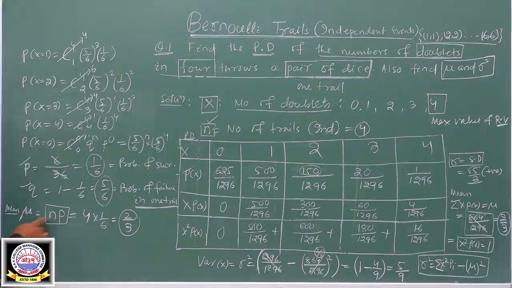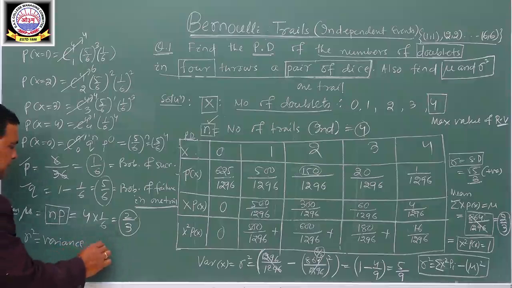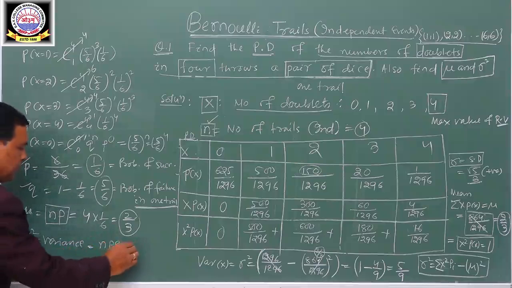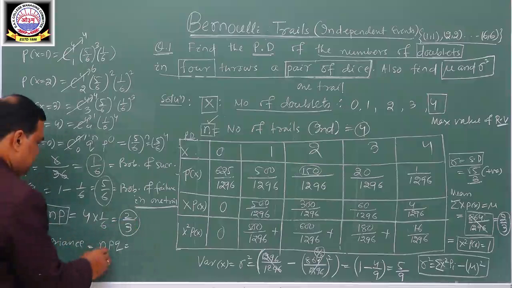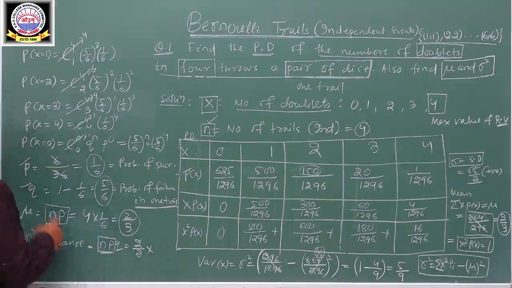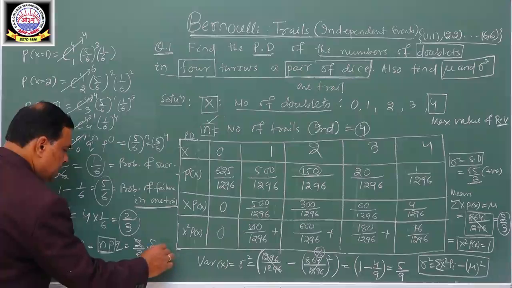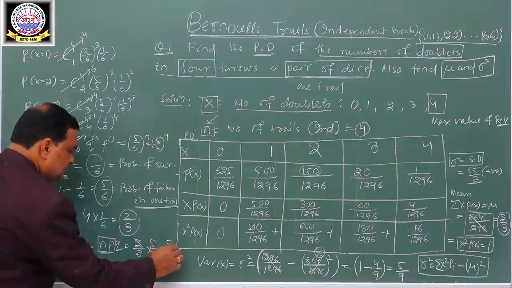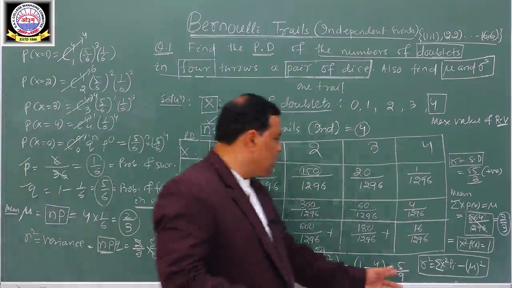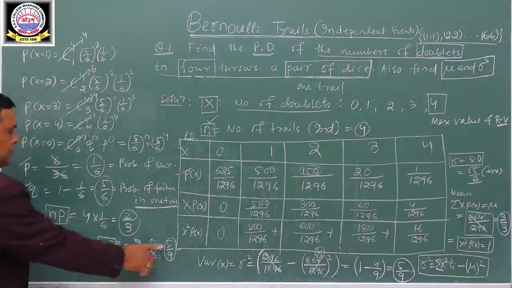NP, I got 4 by 6, 2 by 3. Then again, the variance. So variance is equal to NPQ. Now multiply here, NP you already found, this value you already calculated here, 2 by 3, into Q, which is equal to 5 by 6. 2 by 3 into 5 by 6 is equal to 5 by 9. Yes, it is found correct. After so many calculations you got 5 by 9 here. I am doing it by the formula NPQ, it is 5 by 9.